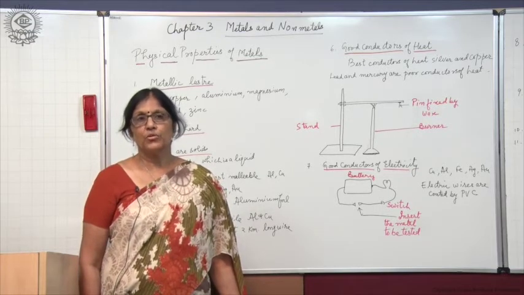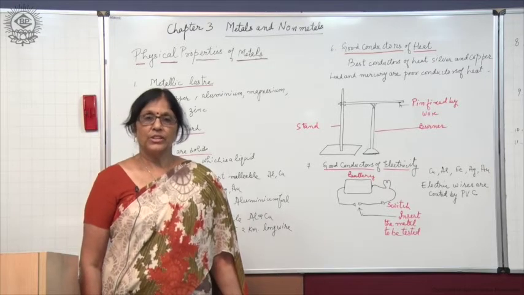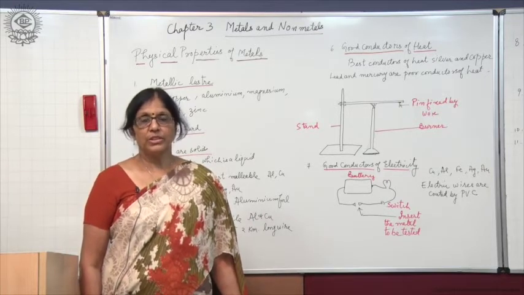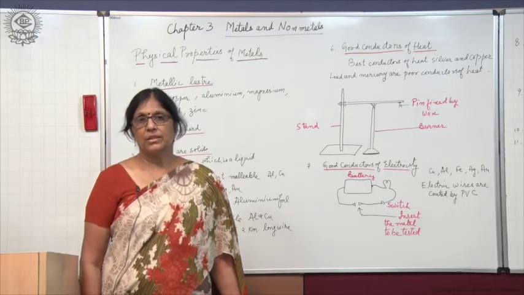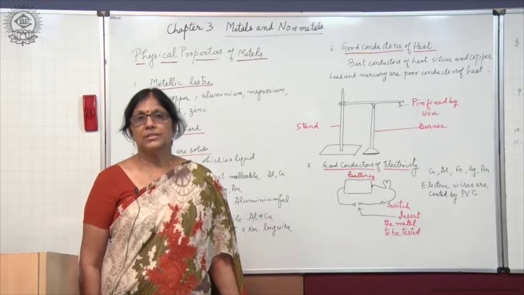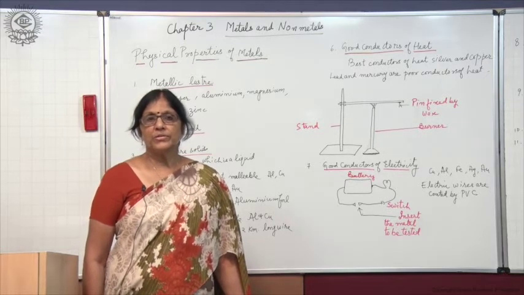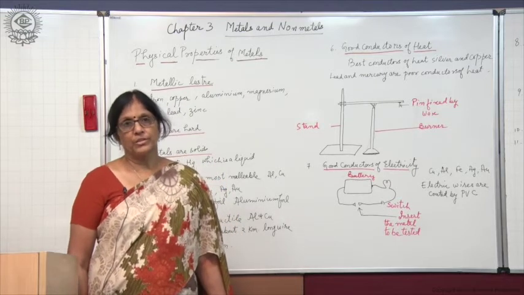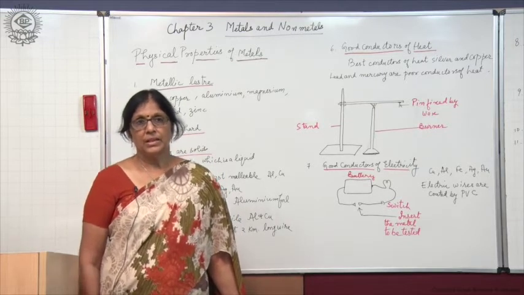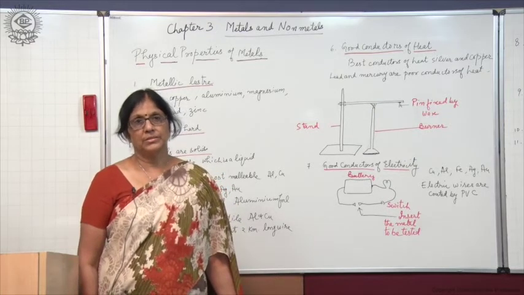which is the most abundant non-metal found in the earth's crust. Oxygen is present in the atmosphere, which is a very important gas used for breathing purposes. So, you must have seen some of the properties of metals. Let us discuss the physical properties of the metals.